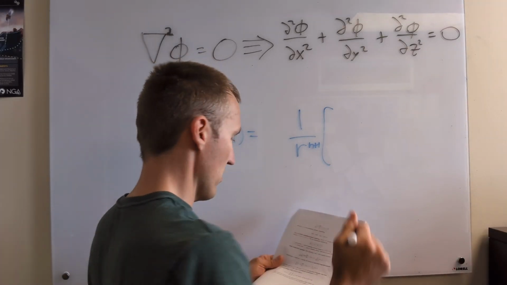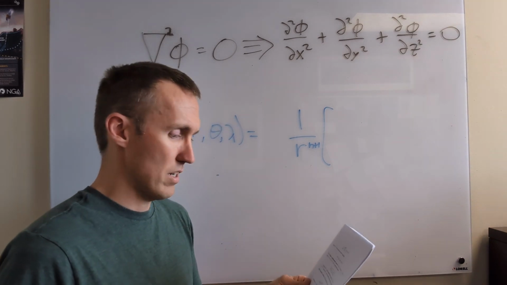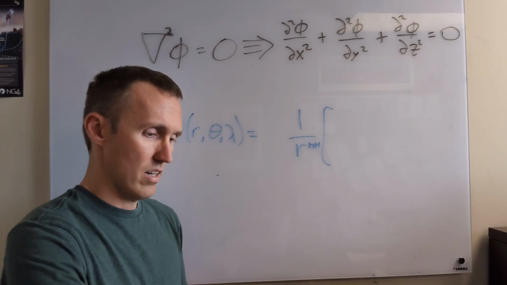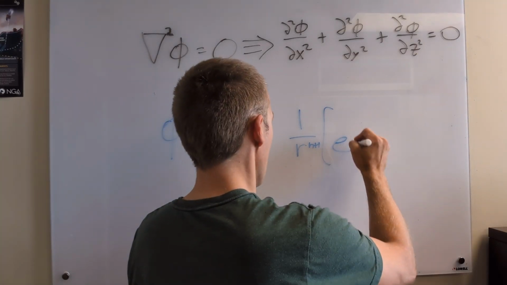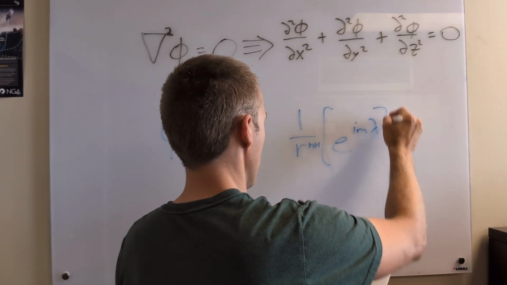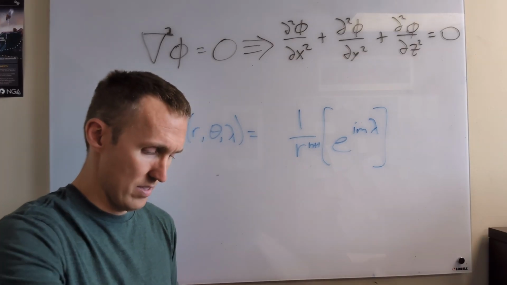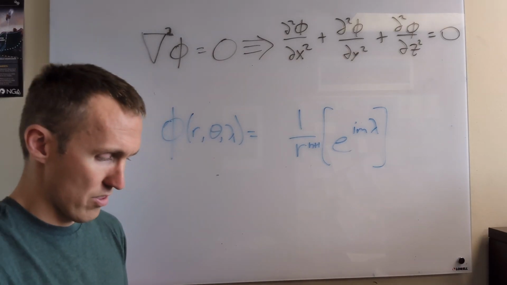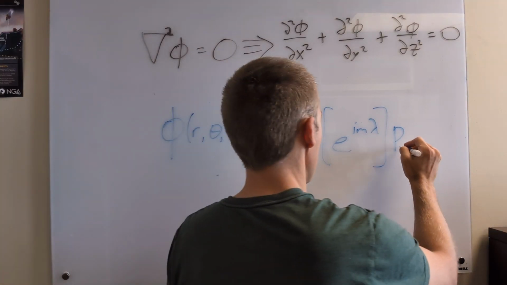And then we're going to have our exponentials. We could write these as complex exponentials, or we could write these as sines and cosines. I'm going to leave it in the complex exponential form, e to the i m lambda. Those are our complex exponentials in lambda. And then our theta term is our Legendre polynomials.